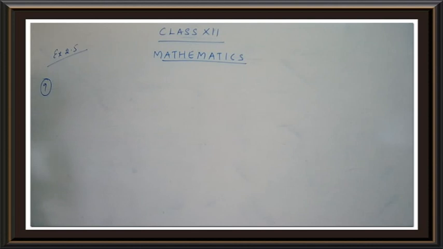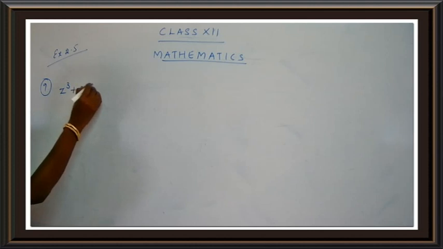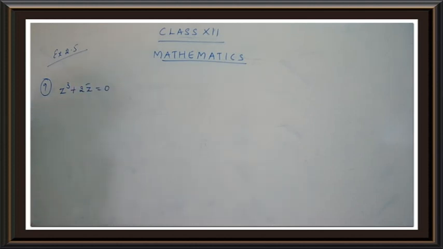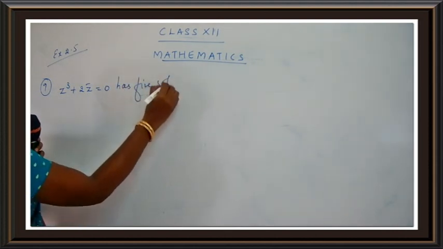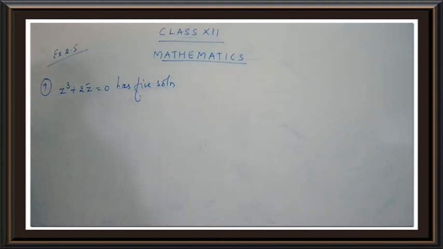Show that the equation z cube plus 2z bar is equal to 0 has 5 solutions. Okay, we have to show it has 5 solutions. So let us go with the answer part.